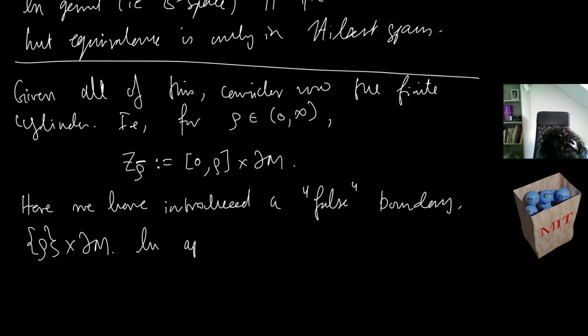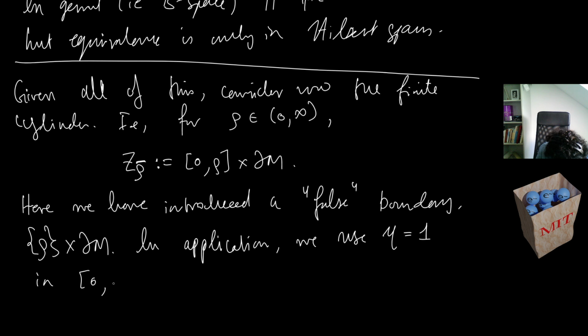In application, we use eta equal to 1 in, say, 0 to half rho, and eta equals 0 from 3/4 rho, say, to infinity.